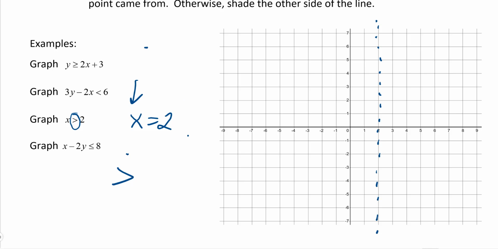And then we do the same as before. We pick any point we want, but it needs to be clearly not touching the line. So I'm just going to go over here to the right again. I'll pick the point 6, 3.